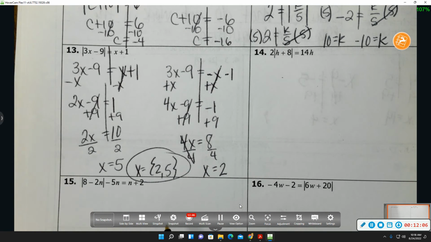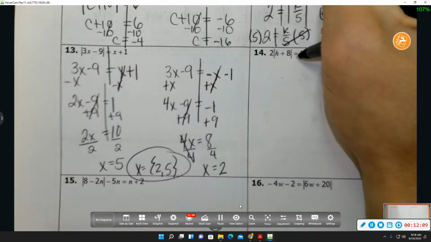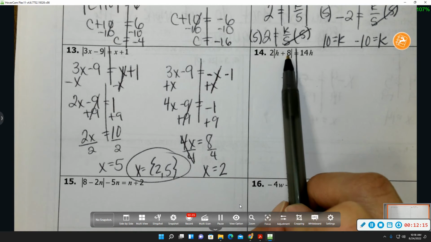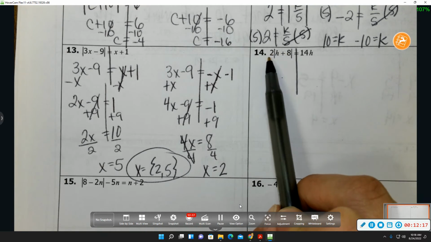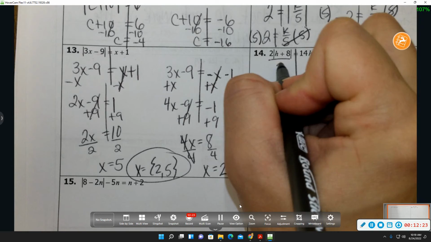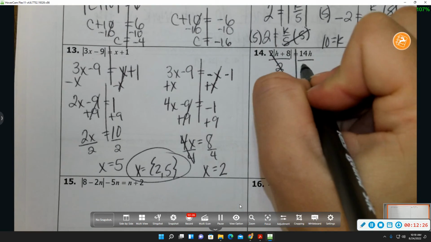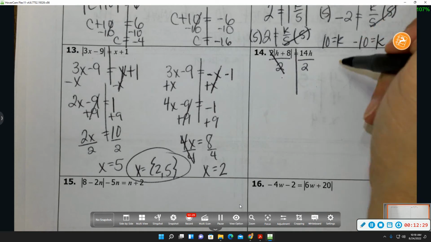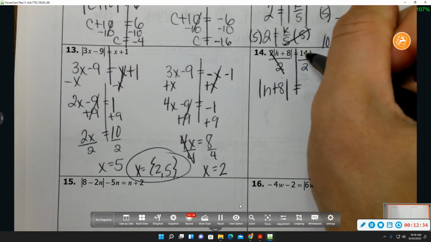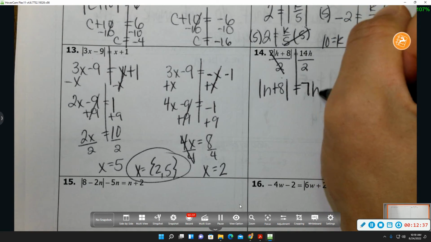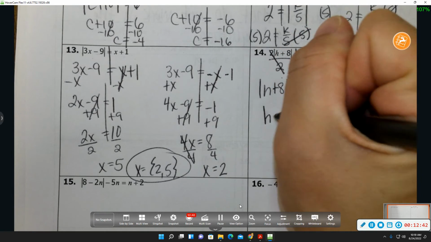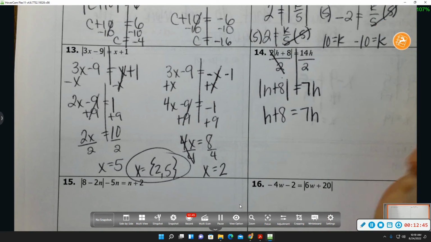Okay, on the next one, number 14, the absolute value is on the left. Is there anything outside of it? Yes, the 2 is outside of it. This indicates multiplication. To undo multiplication, you are going to divide. So I have the absolute value of h plus 8 equals 14 divided by 2, which is 7h. Now the absolute value is isolated, so h plus 8 equals 7h.